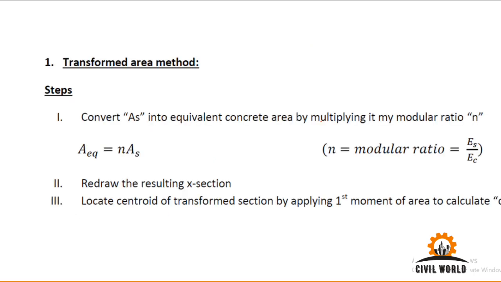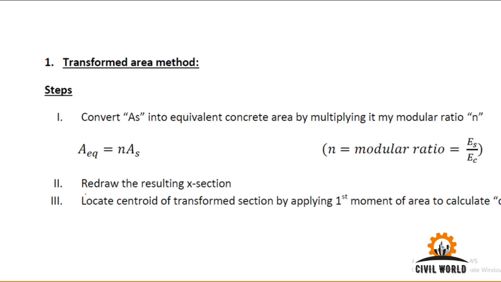Coming to the first method, which is used to locate our neutral axis, which is transformed area method. In this case, we have three steps. First, we have to convert the area of steel into equivalent concrete area by multiplying it by the modular ratio, which is given by n, and modular ratio is basically modulus of elasticity of steel divided by modulus of elasticity of concrete. So if we multiply area of steel by this modular ratio, this will be an equivalent concrete area.